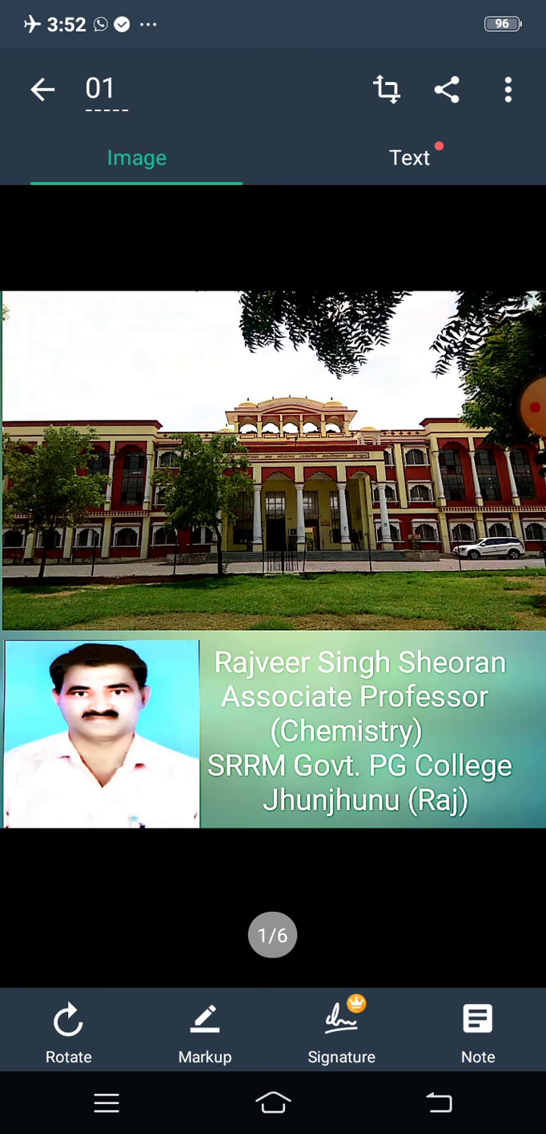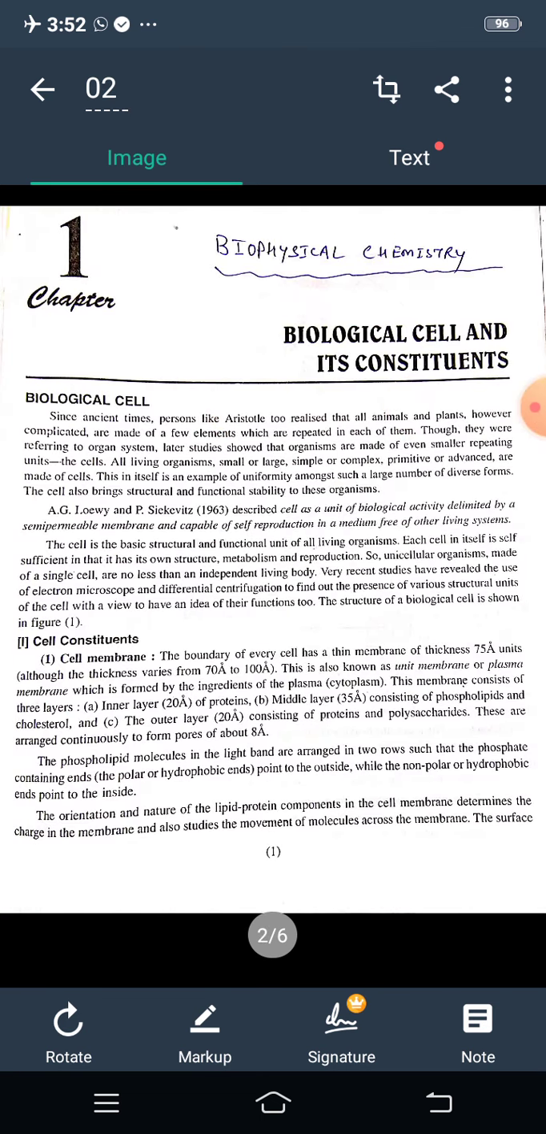Today, we will start the fourth unit, Biophysical Chemistry. In this, we will discuss today the biological cell and its constituents. First of all, we discuss what is a biological cell.